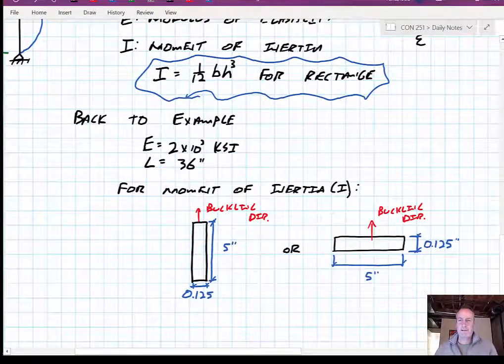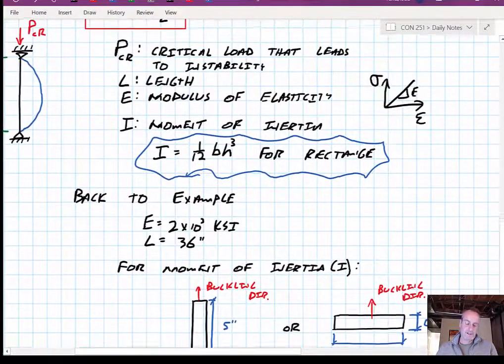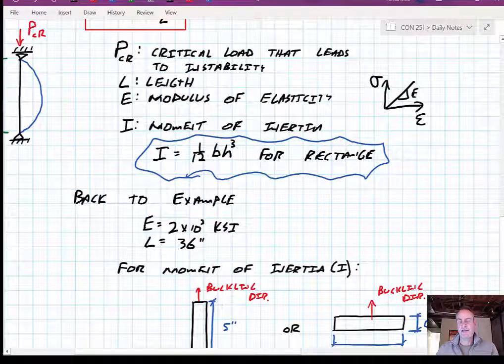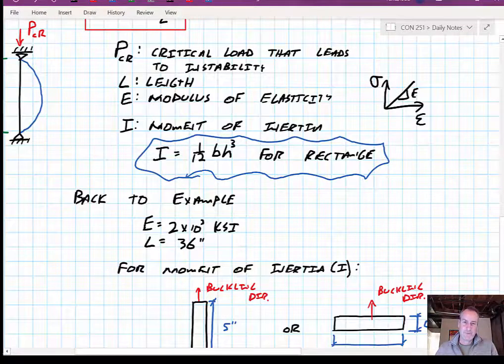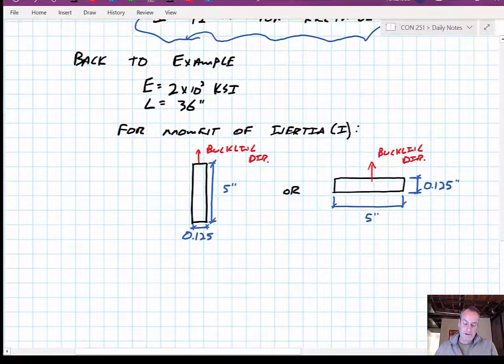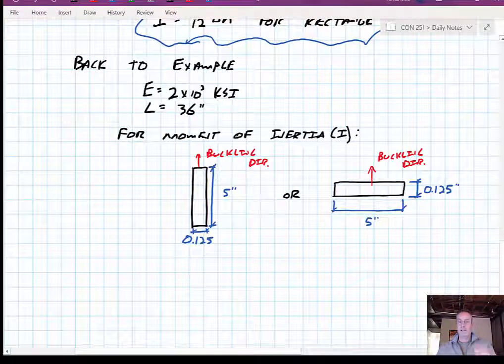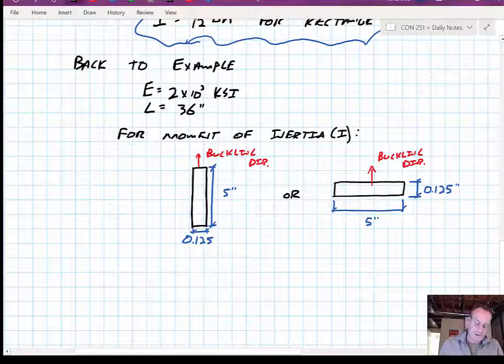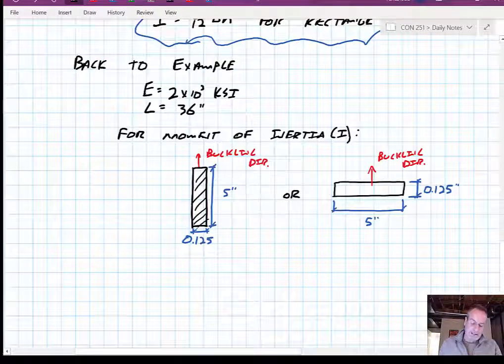Now the tricky part about this moment of inertia is, like we said, it's 1/12 bh cubed. What is your base and what is your height? It's all a matter of perspective, right? So if I'm looking at this from a bird's eye view, meaning this is the plan view, then I have a base of 0.125 and a height of 5.